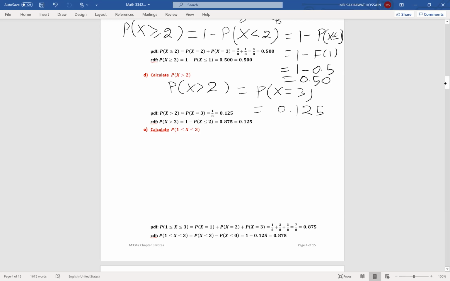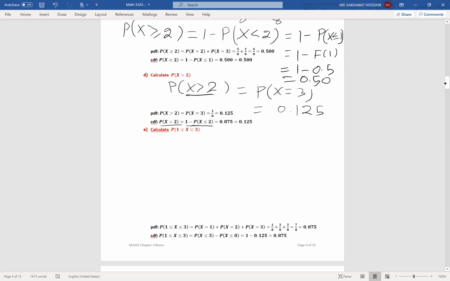And you can also use the CDF function. But for this one, it is better to use PMF instead of CDF, because we have just one probability here, probability of x equals 3, so you can directly get this probability from the PMF table. But for CDF, since this is greater than 2, first you have to take the complement. So 1 minus probability of x, the complement of x greater than 2 is x less than or equal to 2, the opposite.